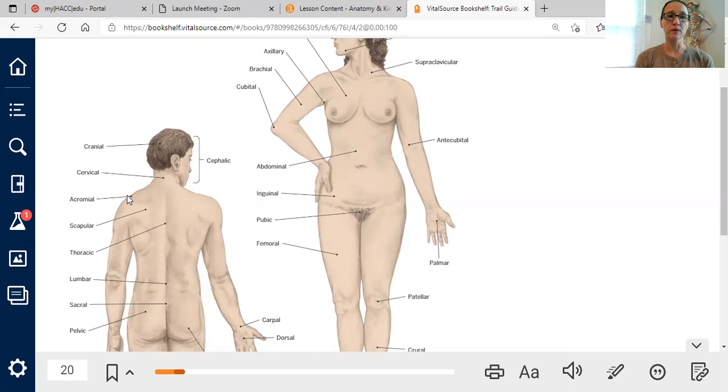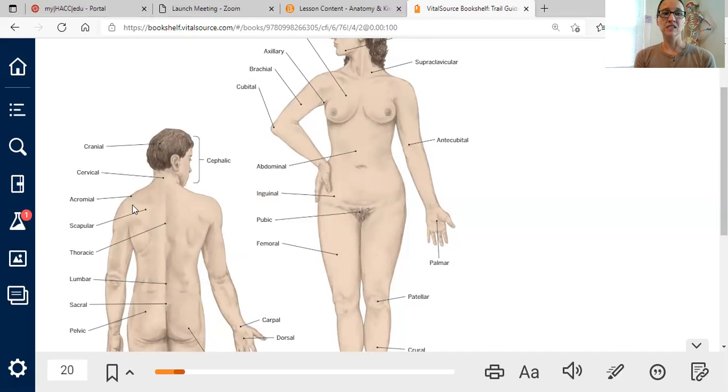We have the acromial area. The acromial area is very specifically the top of the shoulder here. And that's because you have a bone right here. I'll knock on it so you can hear, right here, it's called the acromion process. You will learn all of the bones and bony landmarks in later lessons. But for now, just know that you do have a bone up here called the acromion process. It's at the top of the shoulder, and that's the acromial area.